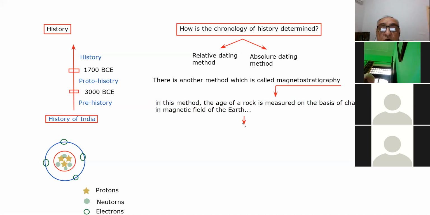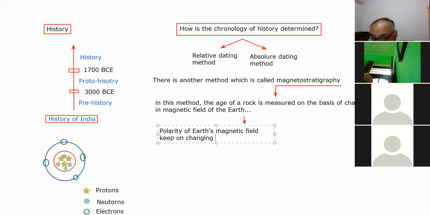We can say, right, polarity of, we can say, Earth's magnetic field, right? Earth's magnetic field, right? Field keeps on changing. Earth's magnetic field keeps on changing through the time, right? Through the time.